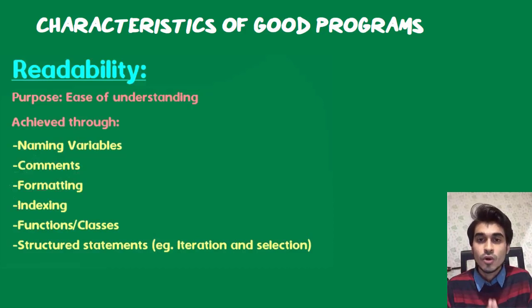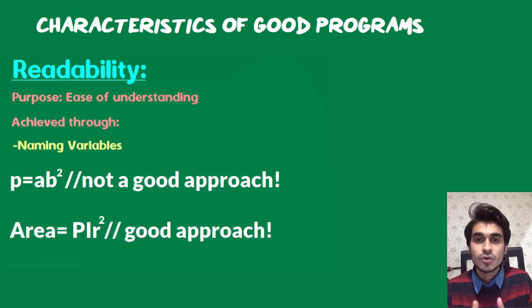For instance, you all are familiar with the area of a circle code, right? The formula is pi r squared. So there can be two ways to write this small piece of code. It can be written as p equals a b squared. So when another programmer looks at this piece of code, he wouldn't be able to understand it at all.